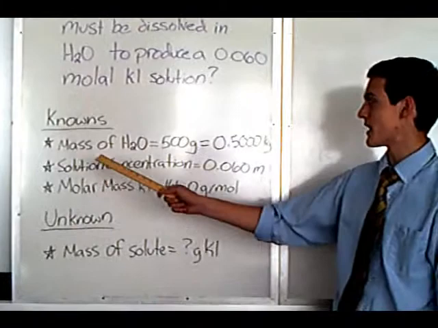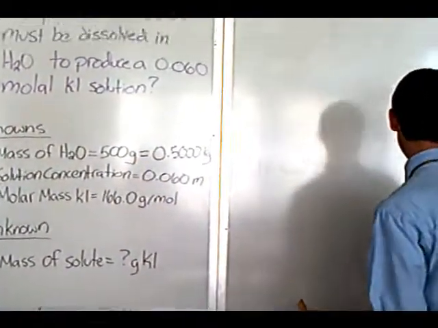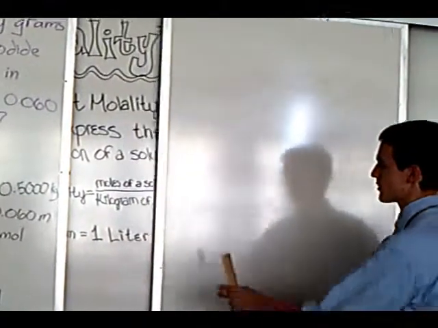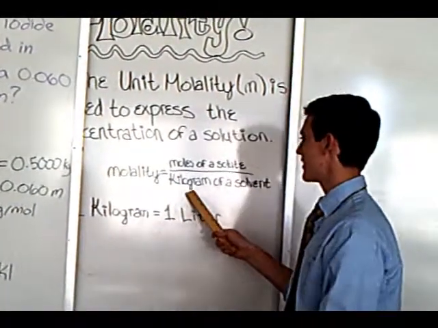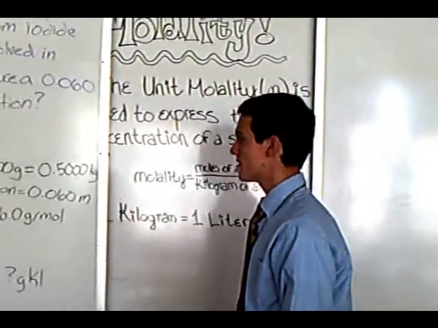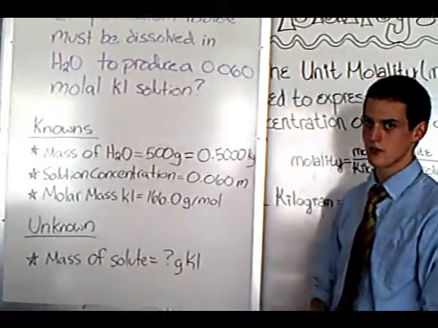Our first known is mass of H2O is equal to 500 grams, and when you do mole problems, you convert grams to kilograms. So we converted 500 grams to 0.5 kilograms of H2O.